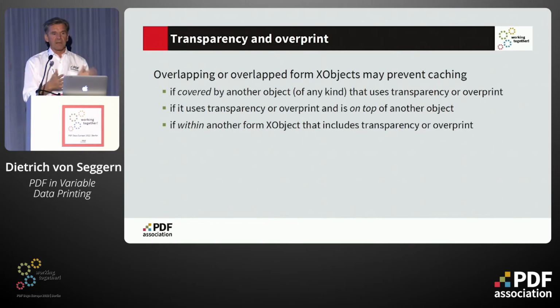So when you have transparency or overprint, and designers like these two things and frequently use them, you better stay away from putting a transparent variable text or variable object in front of a static background. So the rule is: static and variable content shouldn't interact by means of transparency or overprinting.